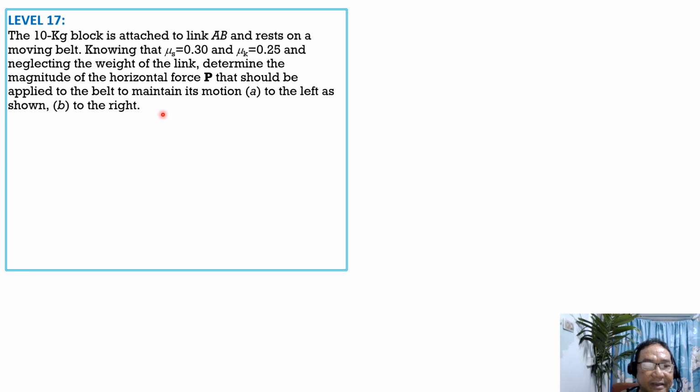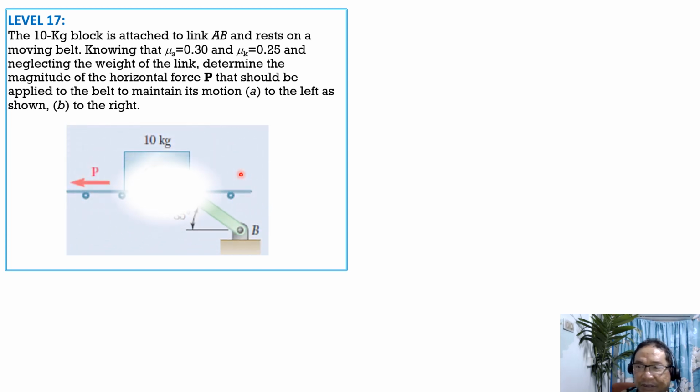So the condition is the determination of the magnitude of the horizontal force P that should be applied to the belt to maintain its motion. So meaning to say the belt will have constant motion. So therefore, the maximum frictional resistance is mu sub k times the normal. So to draw the figure. This is the given figure, by the way.